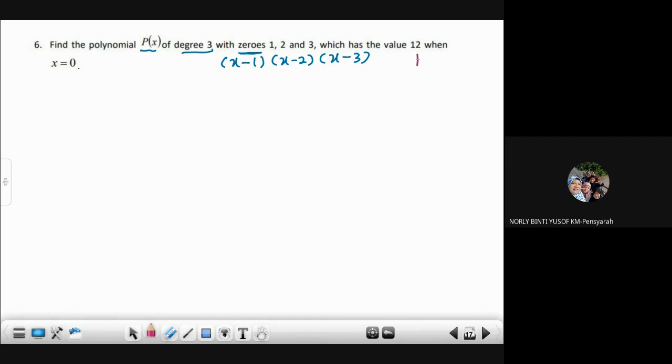So maksudnya P(0), reminder dia 12 lah. So kita pun tulis dulu expression dia P(x). So ini you punya zeros. So x minus 1, x minus 2, x minus 3. Itu P(x).